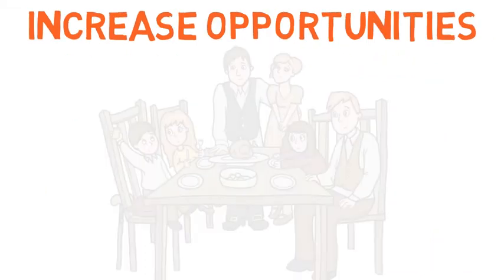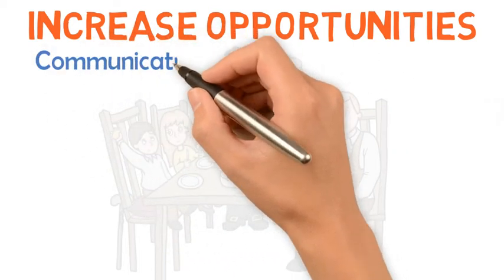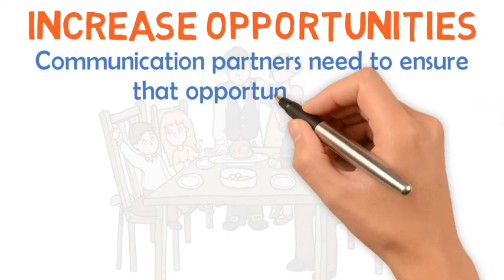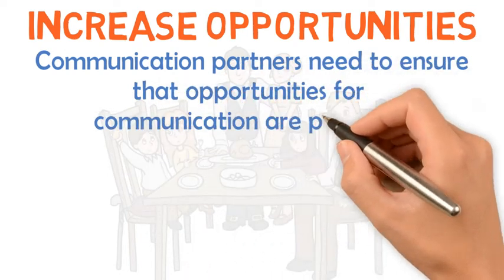Increase opportunities. Unlike people who speak, those who use AAC systems may not be able to initiate, gain attention, or interrupt others, even if they are motivated to say something. All people need opportunities to communicate their thoughts and ideas in order to learn and develop. Communication partners need to ensure that lots of opportunities for communication are provided.